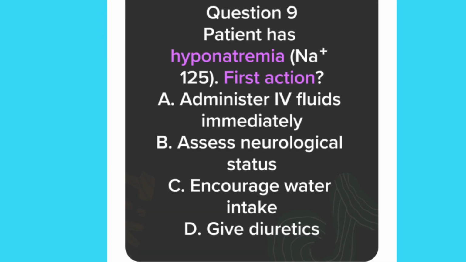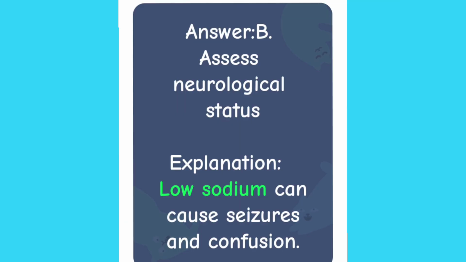Question 9, fluid and electrolyte imbalances. Patient has hyponatremia, Na+ 125. First action: A, administer IV fluids immediately. B, assess neurological status. C, encourage water intake. D, give diuretics. B, assess neurological status. Low sodium can cause seizures and confusion.